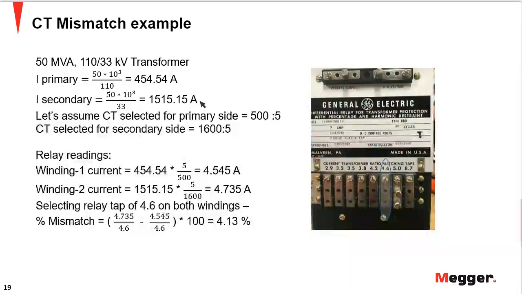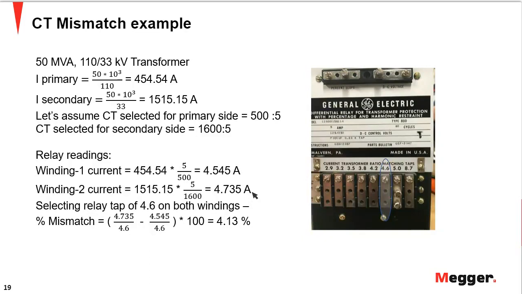So assuming, based on this calculation, that these are the CTs that we have selected for the primary and the secondary side, 500 to 5 and 1600 to 5. Now let's look at what the relay is going to read. So winding 1 current, which is the primary, when we convert it to the secondary, we get 4.5 amps. And then the winding 2 current, the secondary, we get 4.7 amps, right?